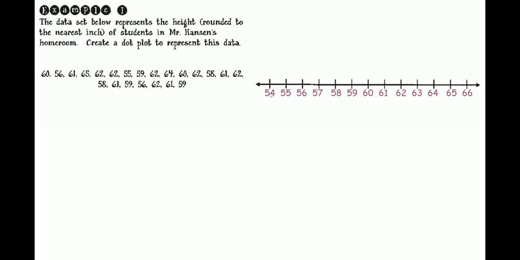So what we're going to do is we draw our number line first. We labeled it starting at 54, 55, going all the way to 66. And when we label it, we want to make sure that our lowest number includes the lowest number in our data set. So you don't want your lowest number to be 60, and then it turns out that you've got the number 59 and 55 and 56, which is lower than 60. So you need to make sure that there's no number in your data set that is lower than your smallest number. And the same can be said of the biggest number on your number line.